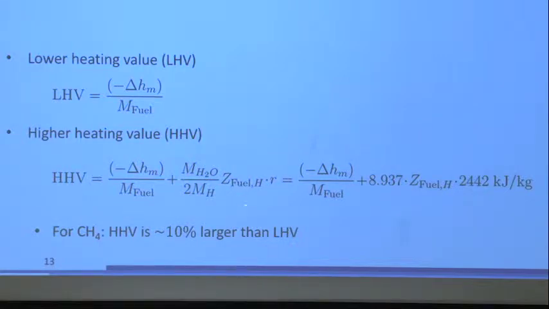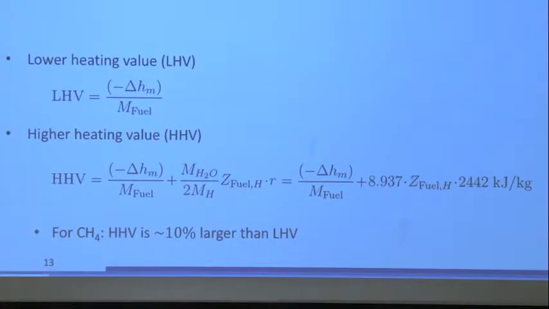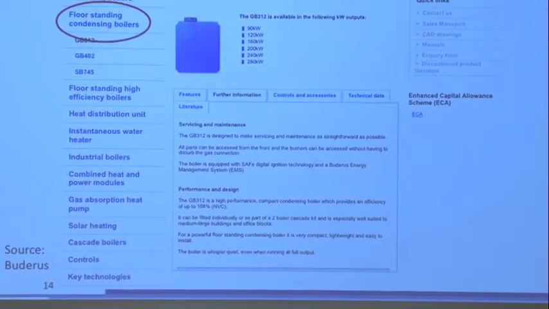So typically this is about 2,000 joule per kilogram, and if you add up these numbers, then for a typical hydrocarbon, the higher heating value is maybe 10% larger than the lower heating value. So it makes a difference. This leads to interesting aspects.